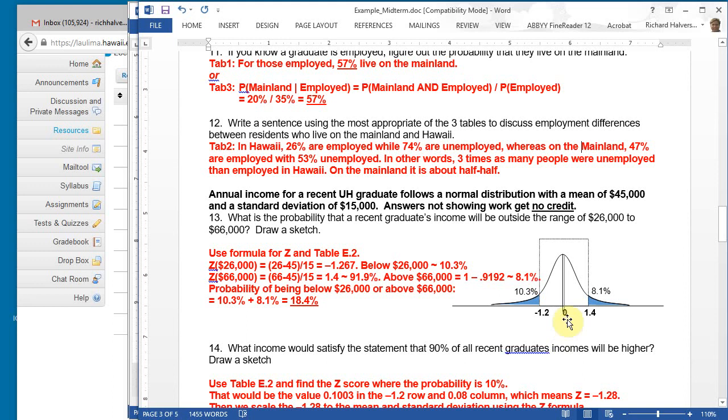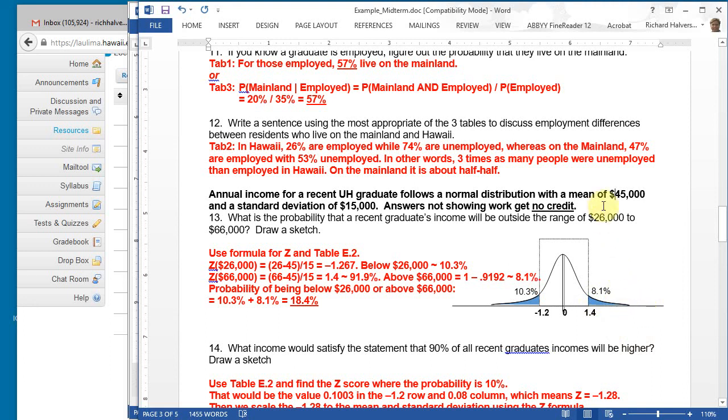And actually, I should have written it here, but we want this point to be 26,000. This middle is going to be 45,000. That's what the mean is. And this line here, this threshold, is going to be 66,000. So we've got 45,000 in the middle, 26,000 on the left, and 66,000 on the right. And we want to know what the probability is that you're going to land outside, either below this point or above this point.